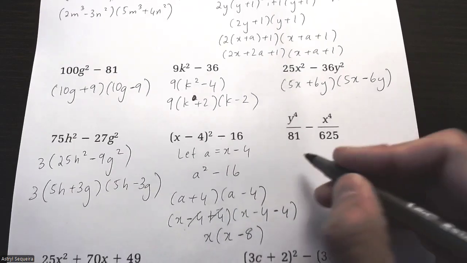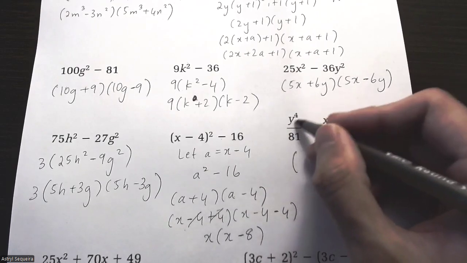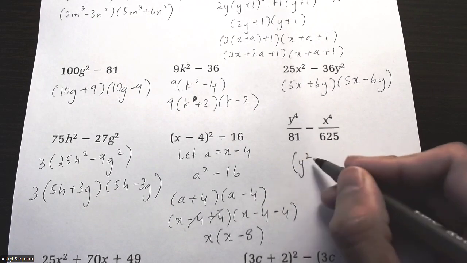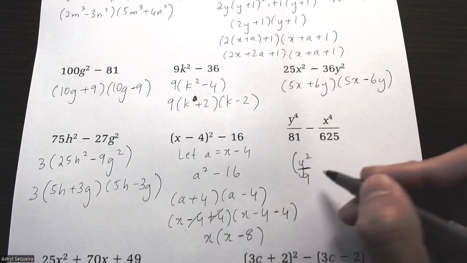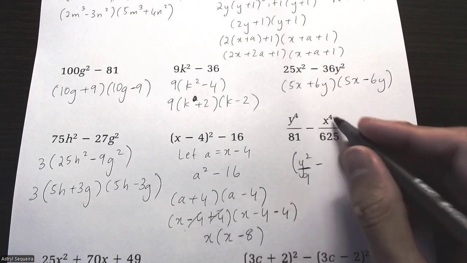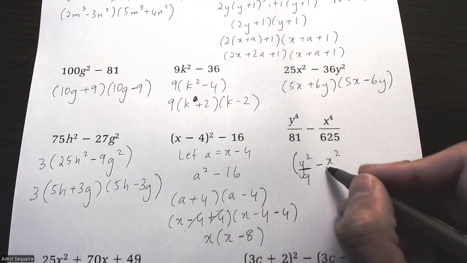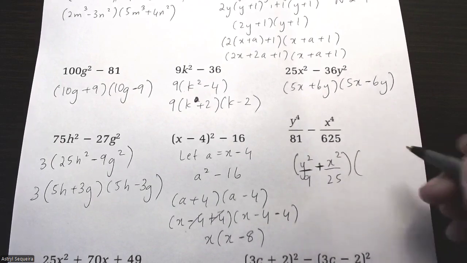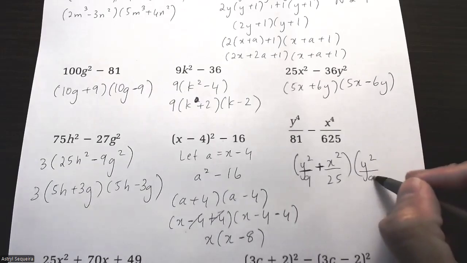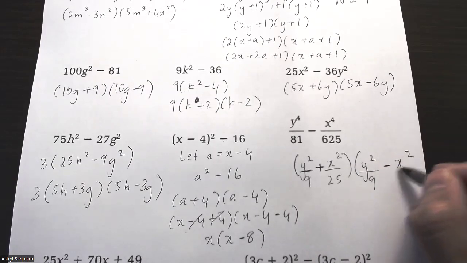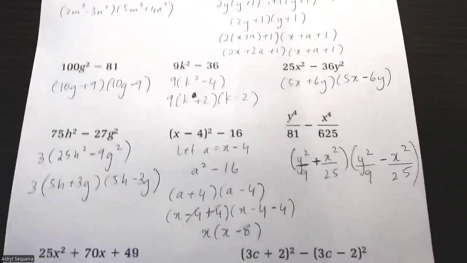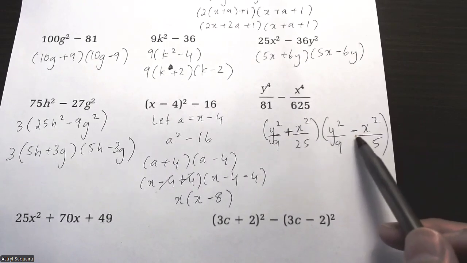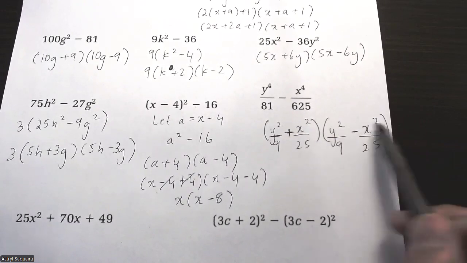Next one here, again, I'm doing difference of squares on this. So the square root of y squared over 81 is just y squared over 9. And then here, this is just x squared over 25 with a plus, and then y squared over 9 minus x squared over 25. And then we can never difference of squares a bracket with a plus, but this one can be factored even further by difference of squares again.